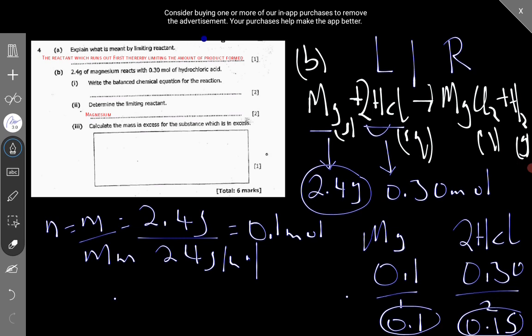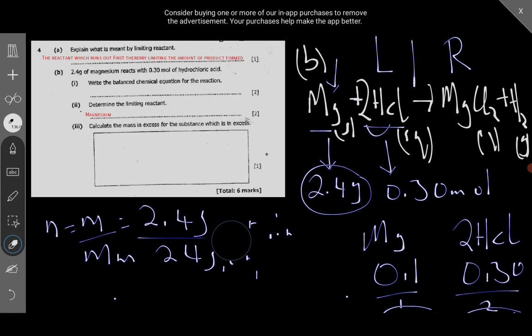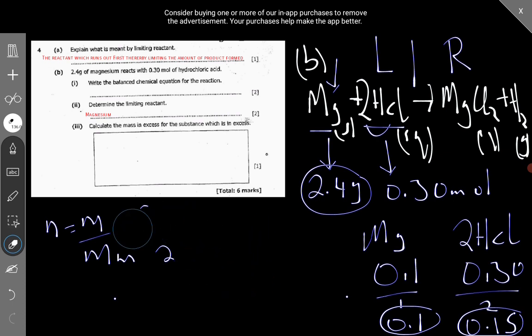Calculate the mass in excess for the substance which is in excess. Since we found out magnesium is the limiting reactant, the substance which is in excess here is hydrochloric acid. So we need to find its mass. I'm going to erase some things here. Okay, wonderful. So the mass in excess is hydrochloric acid, and it has this number of moles.